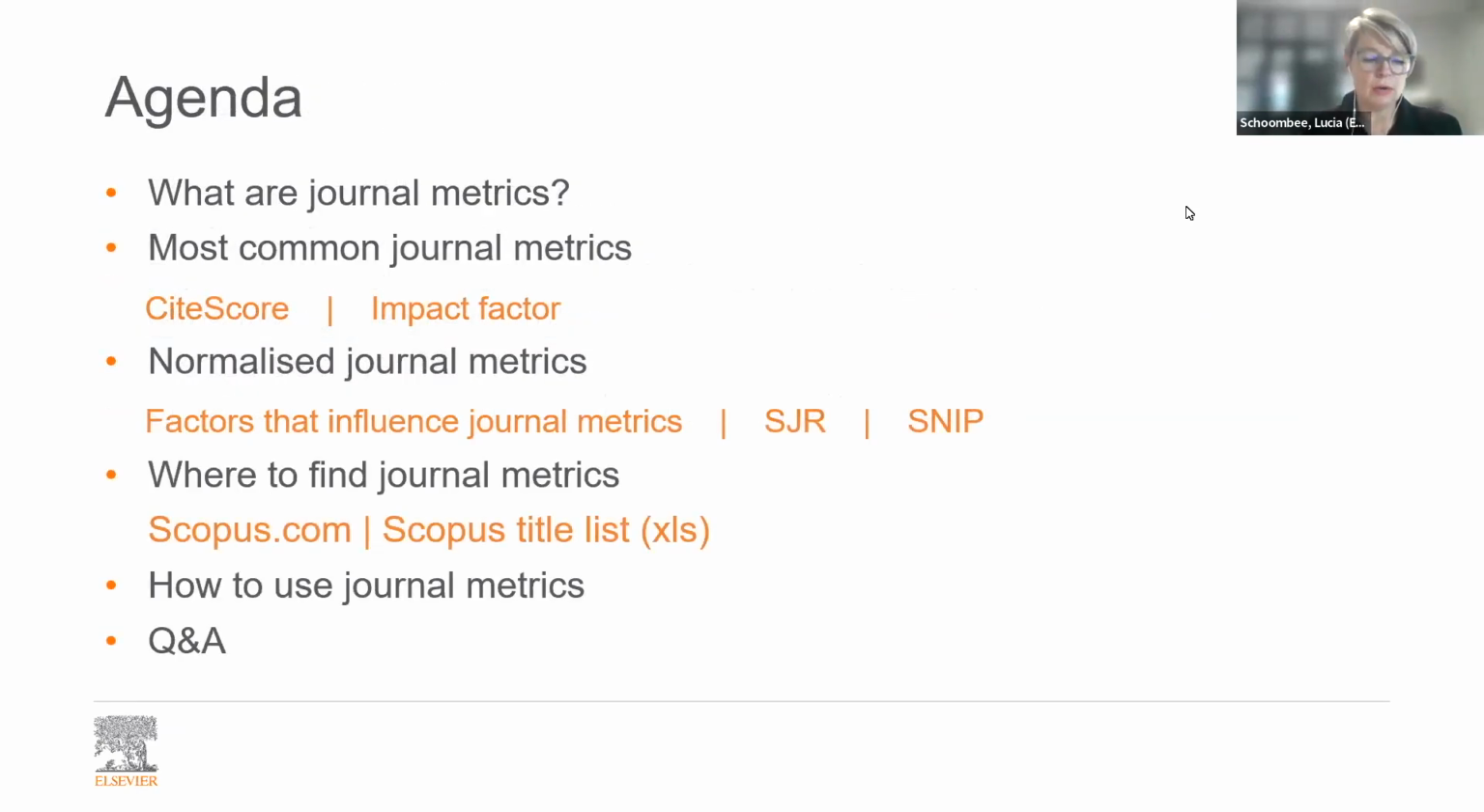So the agenda today, how I'm going to present this: first talk about just one slide about what are journal metrics, and then we'll talk about the most common journal metrics, CiteScore and impact factor. Then we'll talk about normalized journal metrics, the reasons why we need normalized journal metrics, SJR and SNIP as examples there. We'll also talk about where to find journal metrics. The focus is going to be on Scopus, of course. So we'll show scopus.com, but we'll also refer you to the Scopus title list, which is available. Then how to use journal metrics, and then we'll end off with a quick demo and then the Q&A.